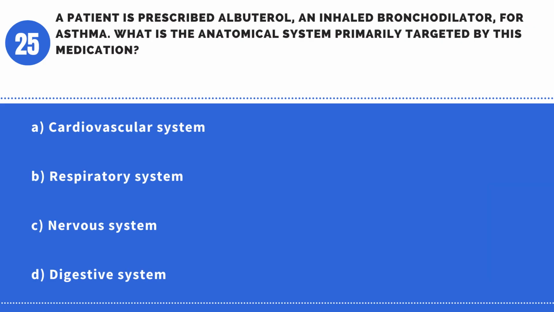Question 25. A patient is prescribed albuterol, an inhaled bronchodilator, for asthma. What is the anatomical system primarily targeted by this medication? A. Cardiovascular system. B. Respiratory system. C. Nervous system. D. Digestive system.